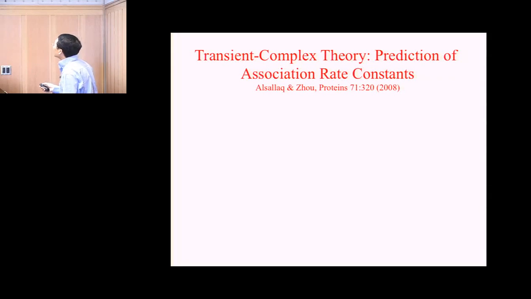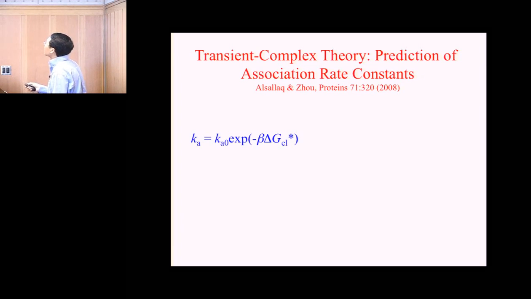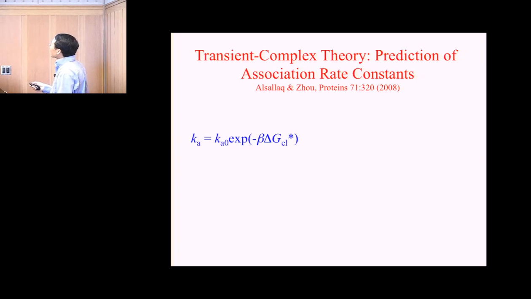So in this regime, we have developed a method that we refer to as the transient complex theory. And we can use this to predict both the rate constants as well as the mechanism of association. The basis of this rate constant prediction is this simple analytical formula that we derived based on manipulating the diffusion equation that governs the diffusion process that leads to the formation of the transient complex. In this formula, we have a prefactor, this Ka0.